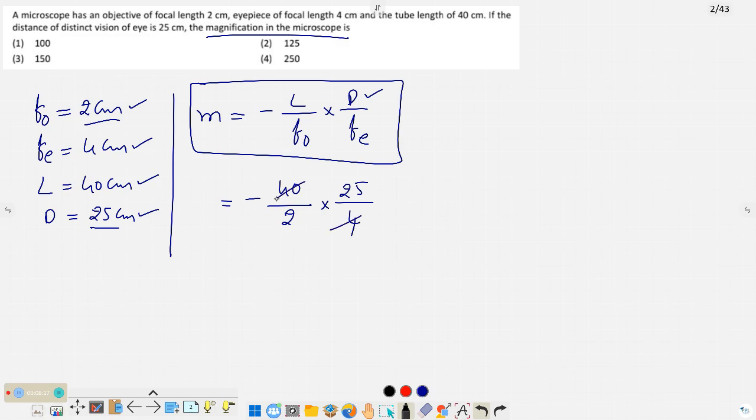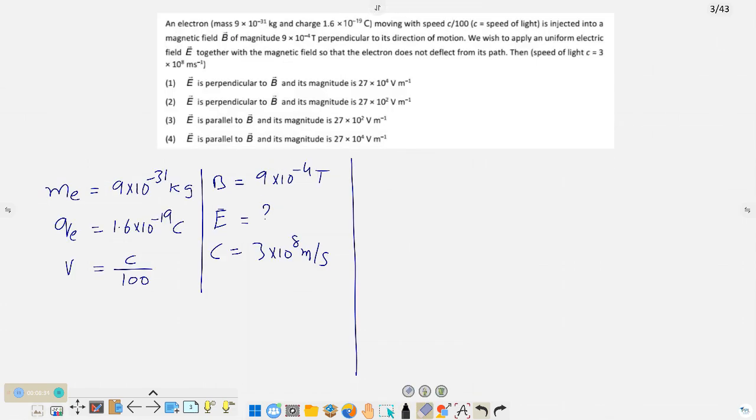So if you solve this one, that is how much? 250 by 2, we are going to get magnification equal to 125. So in the given options, the second option is given as 125. The next question is given in the EM waves. This is a simple, direct question. They have given a concept based question.